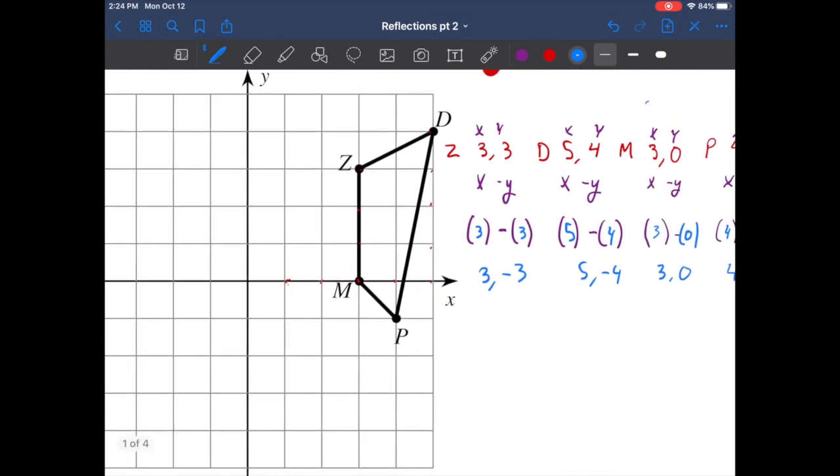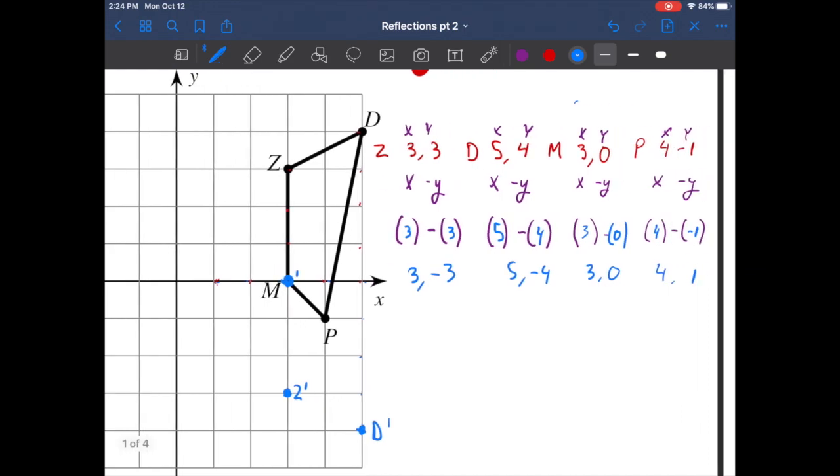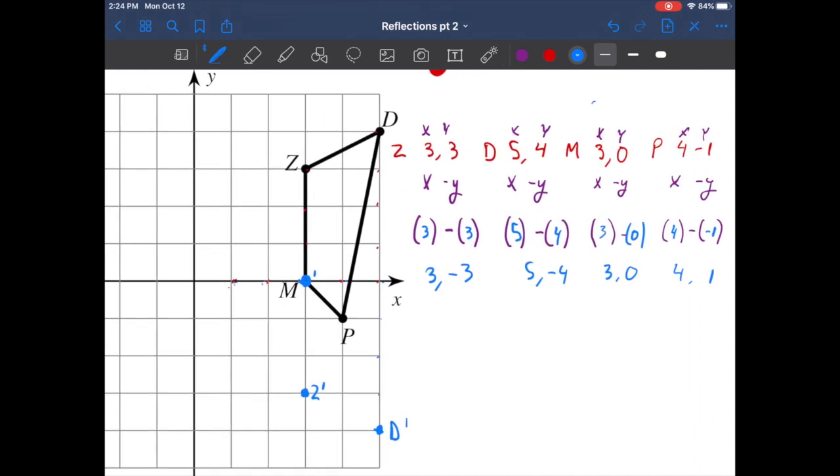All right, let's just plug in our points. So I now have 3 and negative 3, which would be right there. That's my z prime. 5 and negative 4. 1, 2, 3, 4, 5. 3, 4. This is my d prime. Then I have 3 and 0. That stays right there. That is my m prime. And then I have 4 and 1. 1, 2, 3, 4, and 1. And that is my p prime. Now I just need to connect my shape.